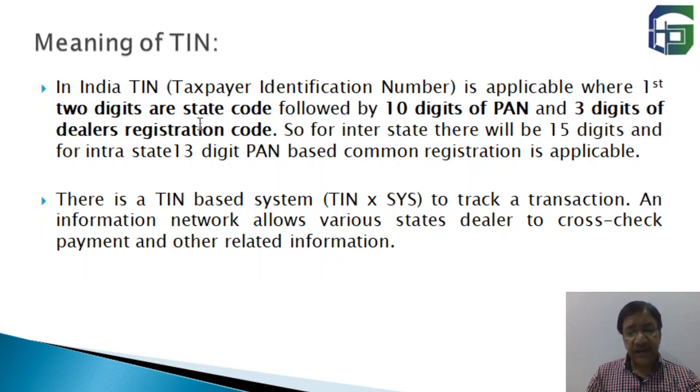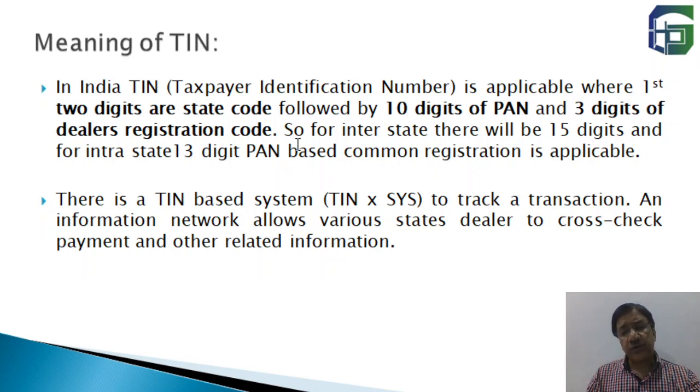In case of interstate supply, the state changes, so the 2 digits of the state will come. So a 2-digit state code, followed by a 10-digit PAN number. So the first 2 digits will be the state code, then the next 10 digits will be the PAN number of the customer, then 2 plus 10 is equal to 12, and the last 3 digits are the dealer's registration code. So when a dealer is selling goods to another dealer, the dealer's registration number will be 3 digits. So in total, 2 for state code, 10 for PAN number, and 3 for the dealer's individual registration code.